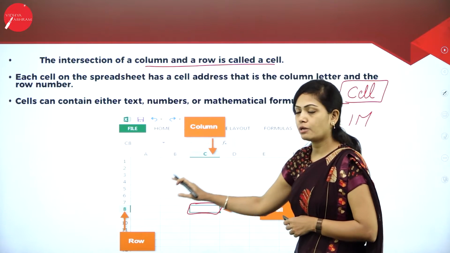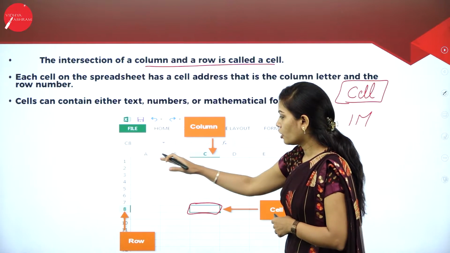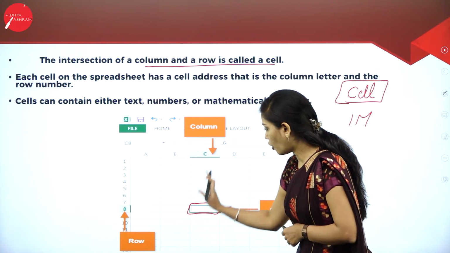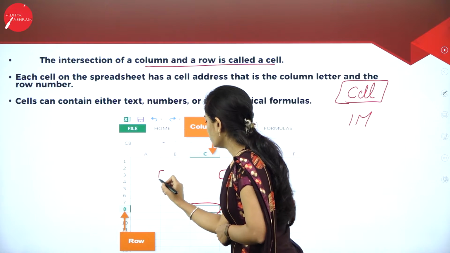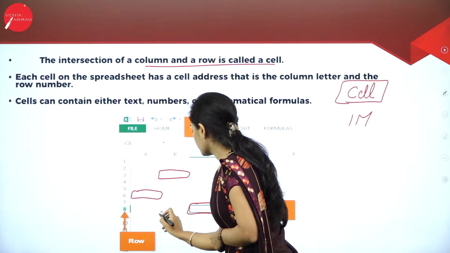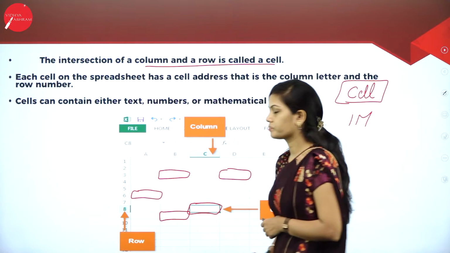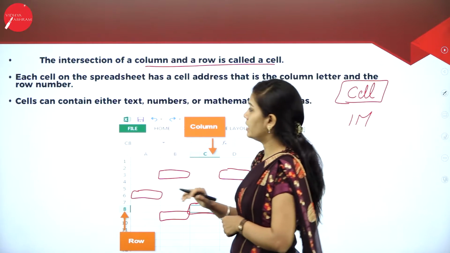So here we have so many cells in a sheet. The intersection between rows and a column is called a cell. This is also a cell. This is also a cell. The intersection between rows and columns is called a cell.